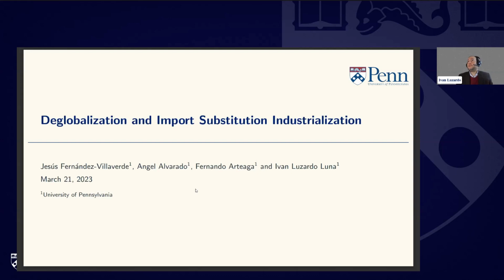Our topic for today will be deglobalization and import substitution industrialization in Latin America. Let me start by saying that I think this topic deserves a complete course in economic history, because import substitution industrialization shaped Latin American economic history during the entire 20th century, or to be more precise, at least since the Great Depression onwards. Because the topic is relatively recent and has important policy implications, I think it deserves to be analyzed in depth.